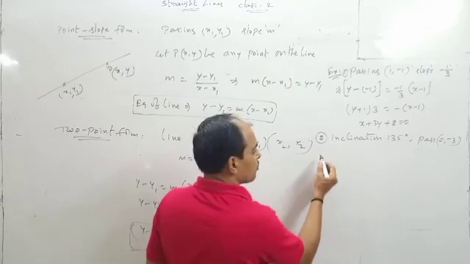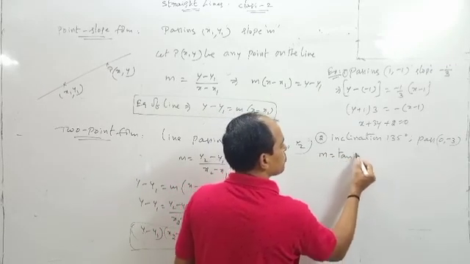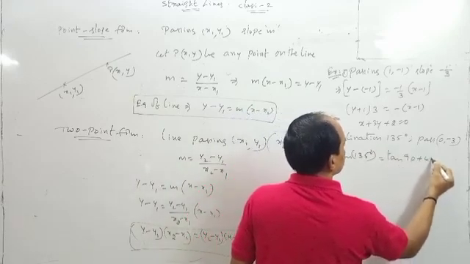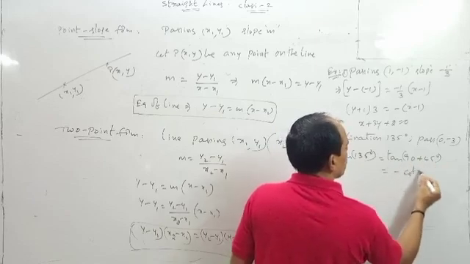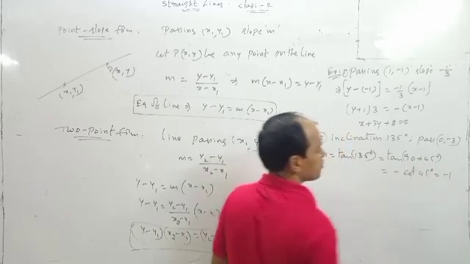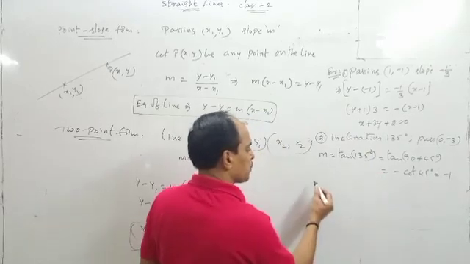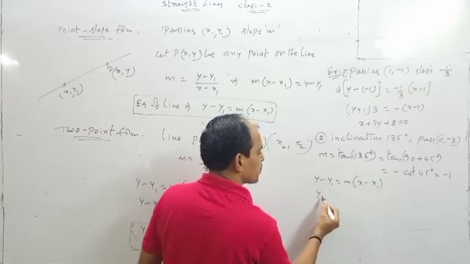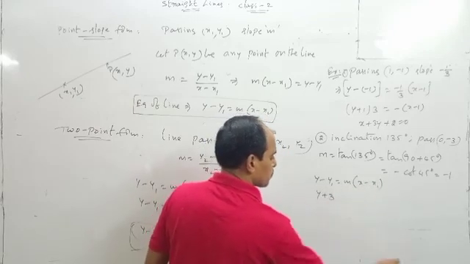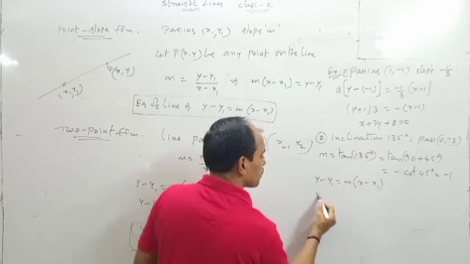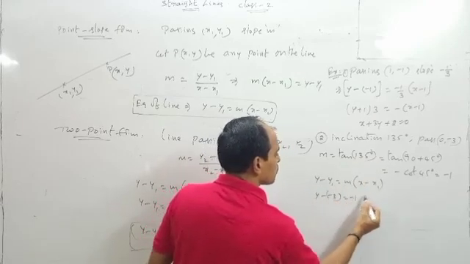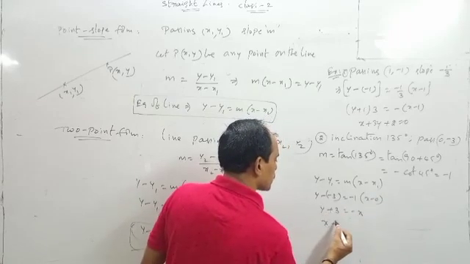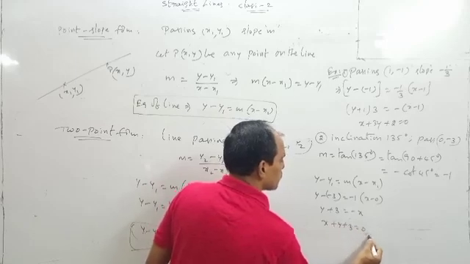Inclination is given. Therefore, m is equal to tan theta, which is tan 135 degrees. That is tan of (90 plus 45), which is minus cot 45. That is minus 1. So slope is minus 1. Our formula: y minus y1 is equal to m of (x minus x1). Here y1 is minus 3. y minus of minus 3 is equal to minus (x minus 0). y plus 3 is equal to minus x. So x plus y plus 3 is equal to 0.